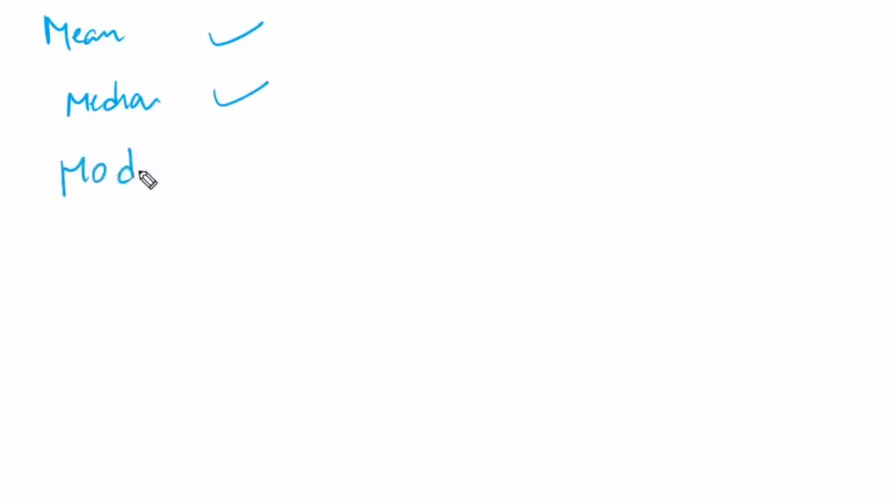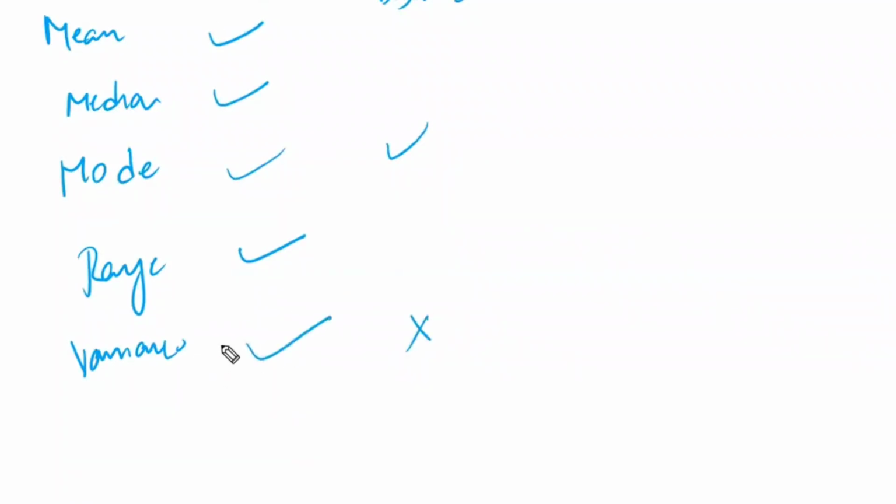Whereas the mode, you can apply on the discrete variable. Mode means the most repeated value. Even for continuous data, you can apply the mode. Next, the range you can apply only on continuous data. Black minus blue, you can't do. With respect to variance, there is no mean, so how will variance be possible for the discrete variable? This is also not possible. Only for the continuous variable are mean and variance possible.